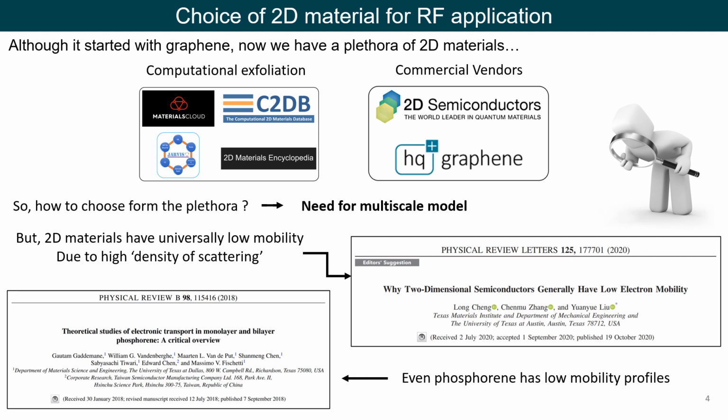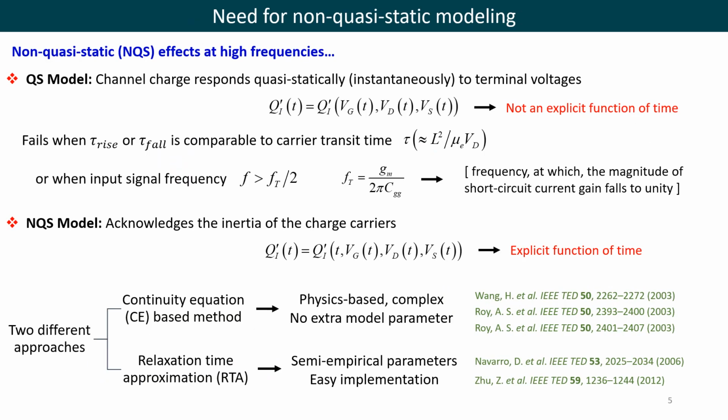In a recent article, Gaddemane et al. have reported these crystal direction dependent low carrier mobility profiles of phosphorene obtained from full band Monte Carlo simulations. Now coming to the need for non-quasistatic modeling of the 2D semiconductor based transistors.